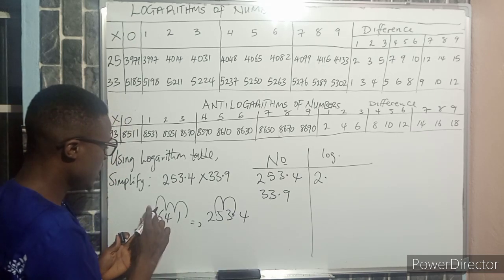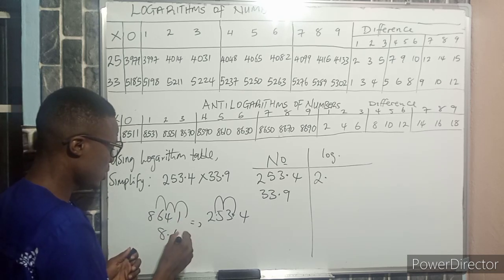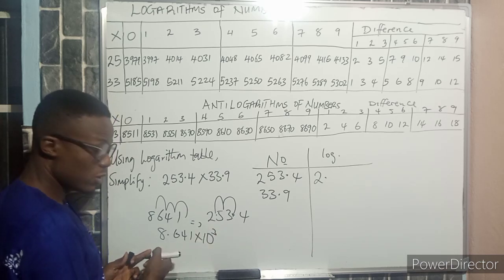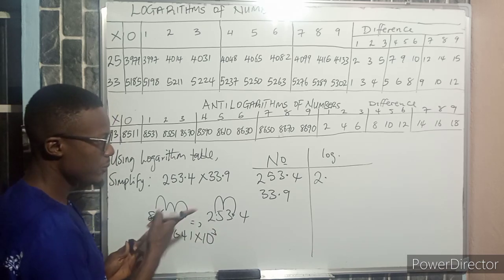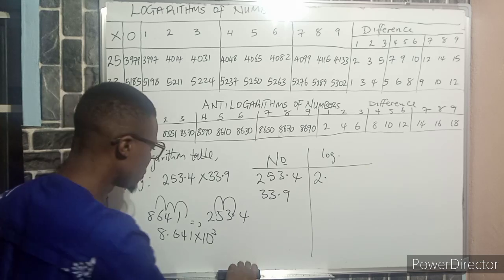Because if I'm to put 8,641 in standard form, I will get 8.641 times 10 to the power of 3. Of course, when you multiply this back, you get this number here. That is why I say that the knowledge of standard form is very, very essential here.